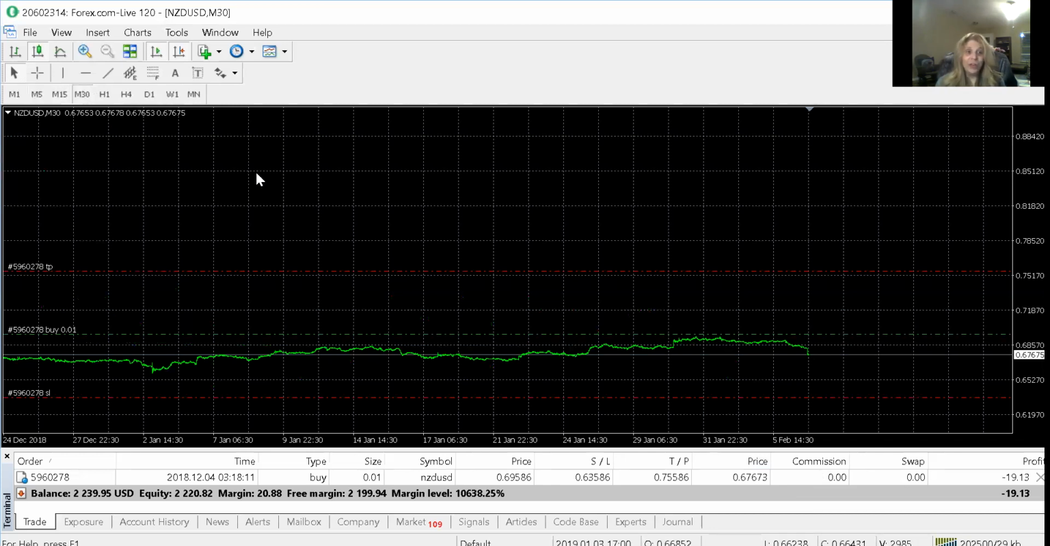Going into the 30-minute time chart is still not enough information for a clear picture of what this trade is doing.